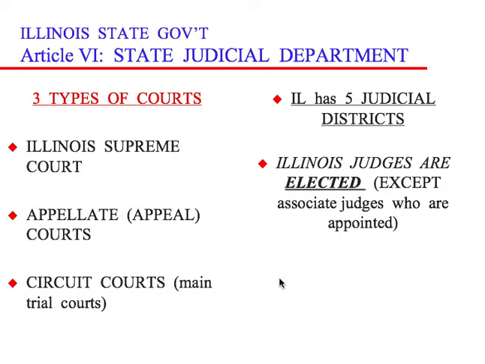Illinois has 5 large judicial districts. Illinois judges are elected except associate judges. So the main judge of each court in that area is elected, but then the other judges right below that person, they're appointed. They're called associate judges.